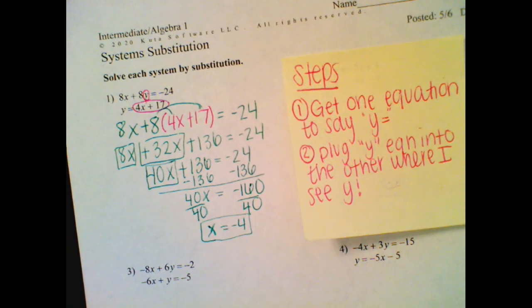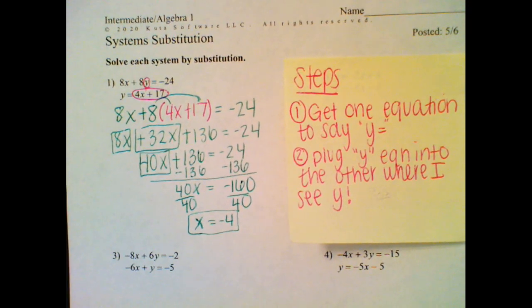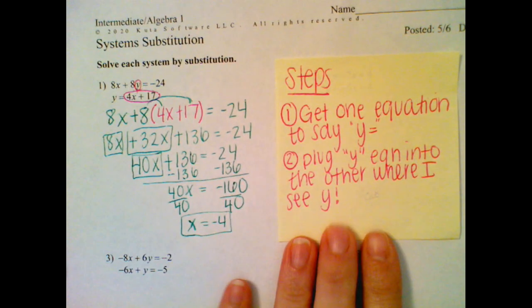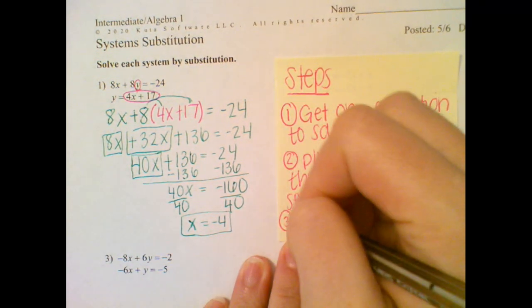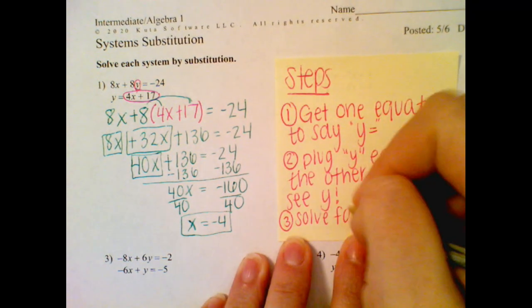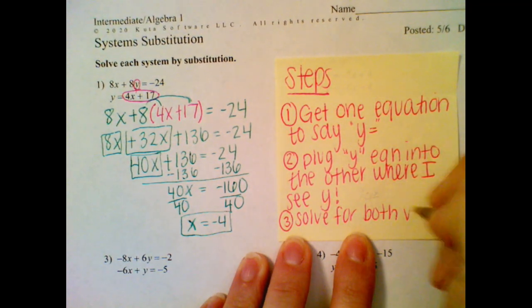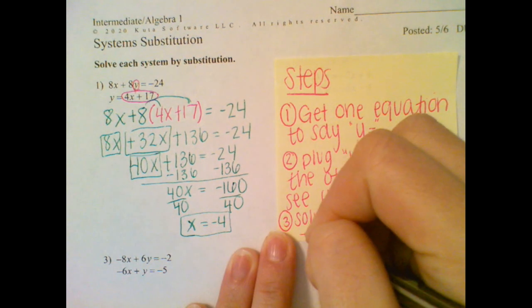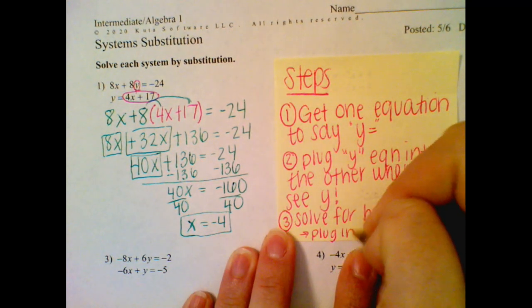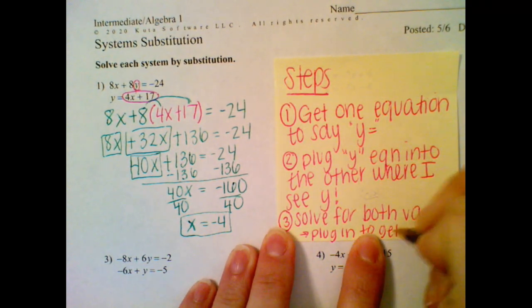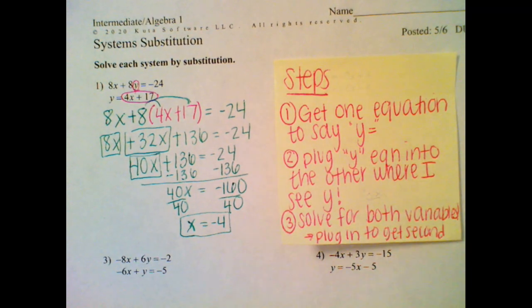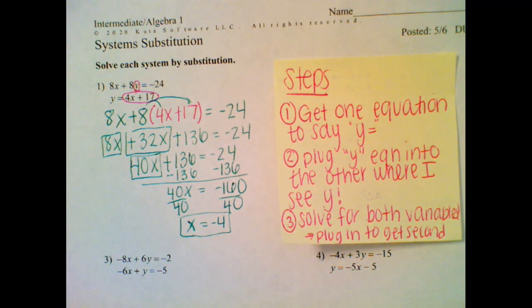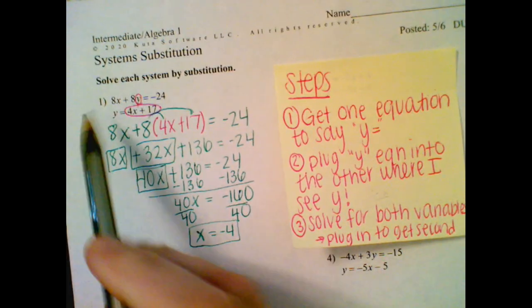But if you remember, for systems, you need a point of intersection. So I have the x coordinate, but I need to find the y. So step 3 is to solve for both variables. So that means you have to plug in to get the second. Most of the time you guys will get x first and you're going to solve for y second. Now, it doesn't matter which equation you take, but you have to take one of these originals.